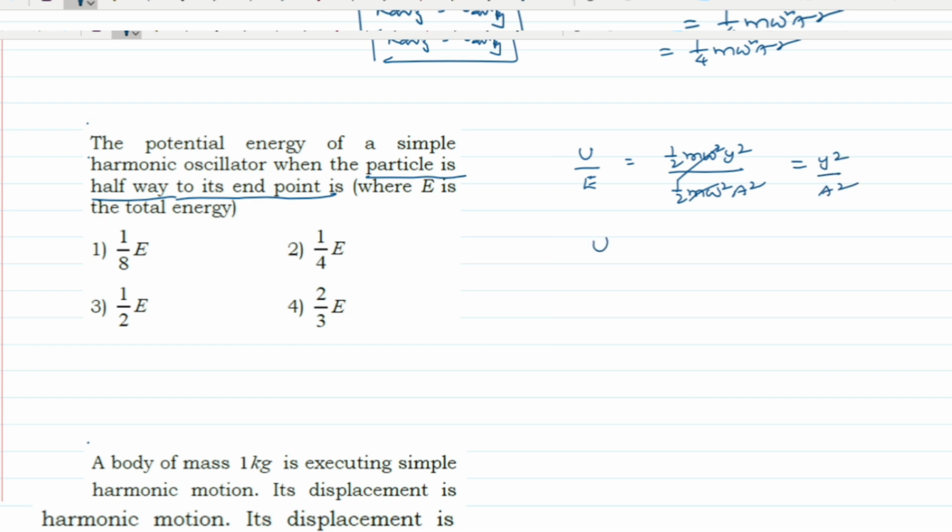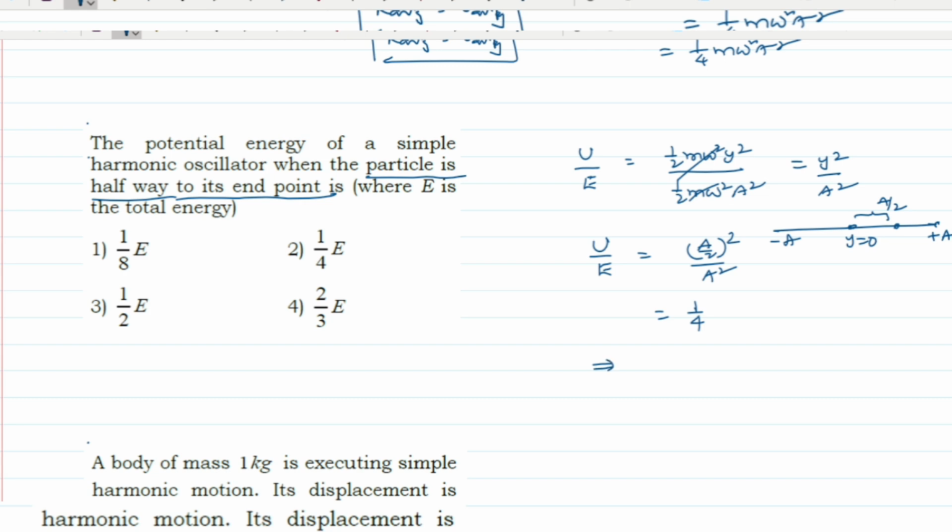That means the potential energy to the total energy. Halfway, they are asking. Halfway in the sense, if the particle is displacing from the mean position y equal to 0, and this is plus a and this is minus a, halfway doesn't mean you can take it as a by 2 distance. So instead of y you can take a by 2, whole square, by a square. It's nothing but a square gets cancelled, and we get 1 by 4.